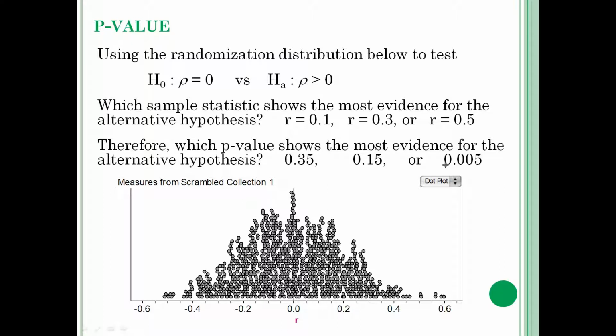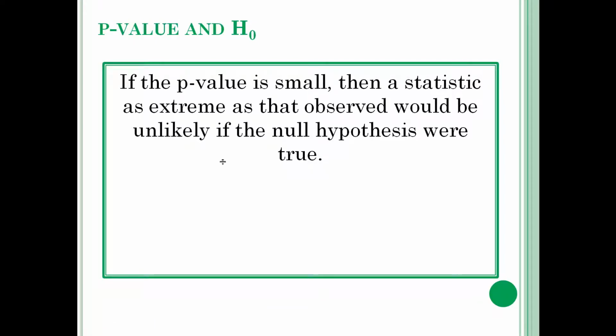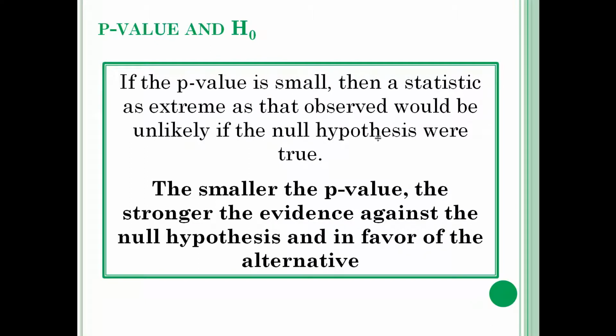Then the new idea that we want to emphasize in 4.3 is that not only does further out give a smaller p-value, but the smaller p-value will actually provide very strong evidence against the null. So if the p-value is small, then a statistic as extreme as the observed would be unlikely if the null hypothesis were true. So basically, if you have a smaller p-value, then you have very strong evidence against the null hypothesis and in favor of the alternative.